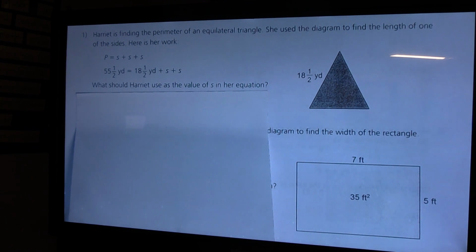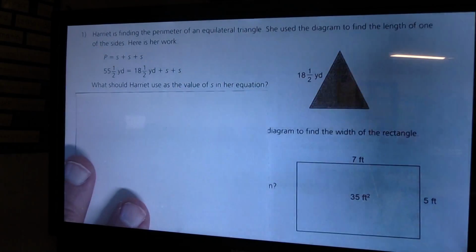My math practice that I'm going to use is number 3. Using what I know about equilateral triangles, I can determine whether or not her work is correct and figure out what she needs to use, what value she needs to use for those variables.